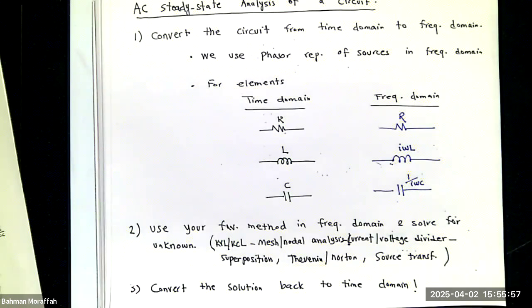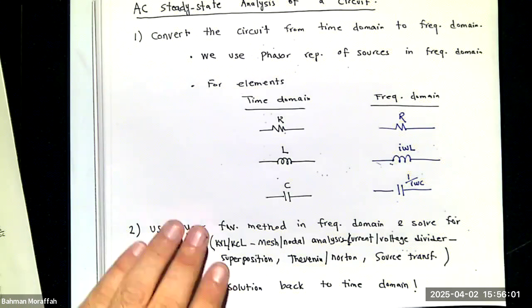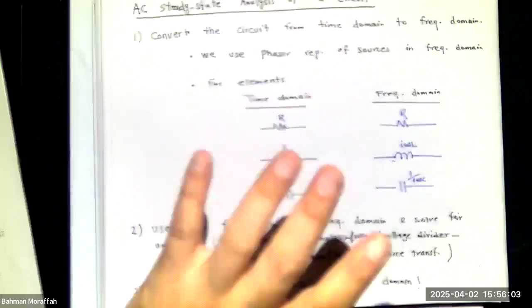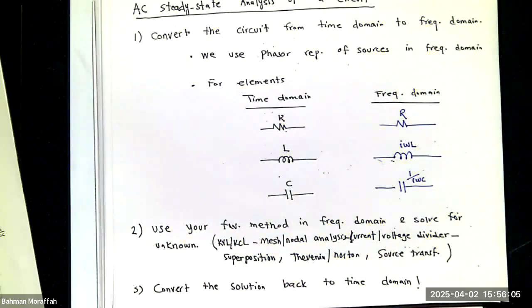Let's do a few examples to see how we can apply this. Any question about these before I move on to an example? Is that clear what we're trying to do? Is that clear why we're going from time domain to the frequency domain?